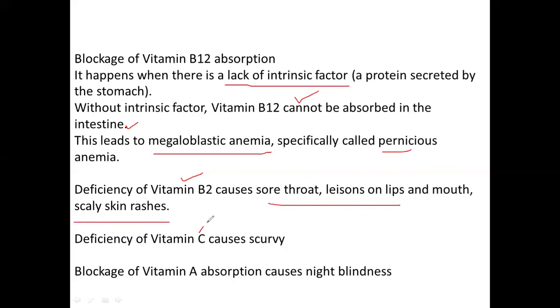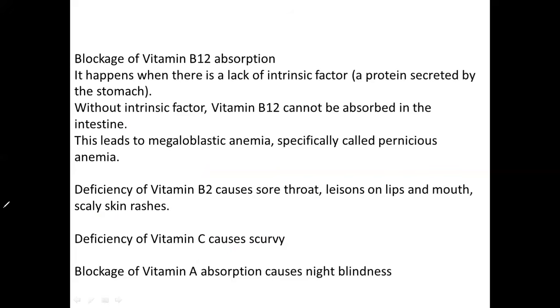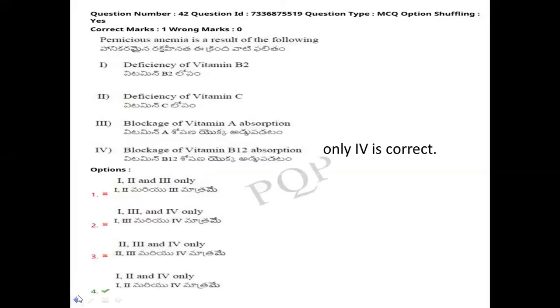Next, deficiency of vitamin C is scurvy. Deficiency of vitamin A leads to night blindness. So these are the vitamin names and vitamin disorders. This is also very important. Done. So the answer for this question will be option 4.